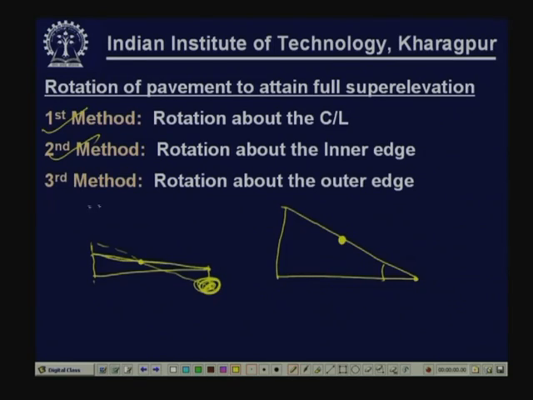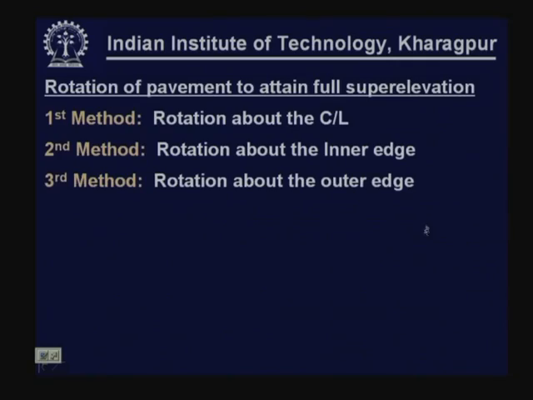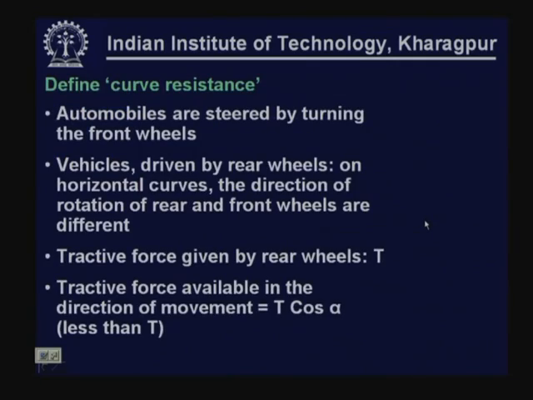Sometimes there is another method which is also followed in a limited way, rotation about the outer edge, for a given special situation. Each method has its own advantages and disadvantages, so site specific decisions are to be made. Now, the next question was, define curve resistance. This was not discussed, but I thought you should try to answer this question because it is already known to you.